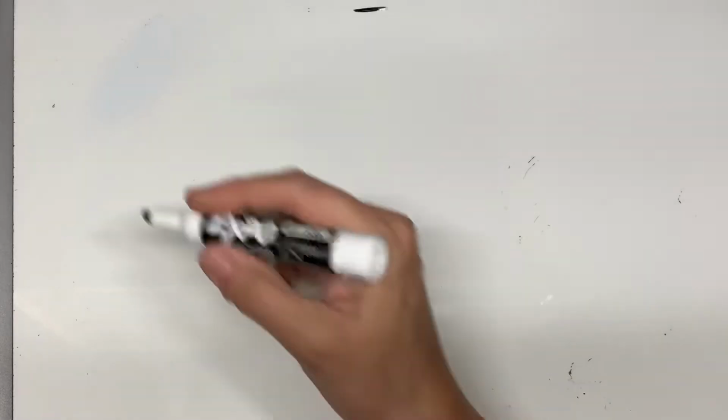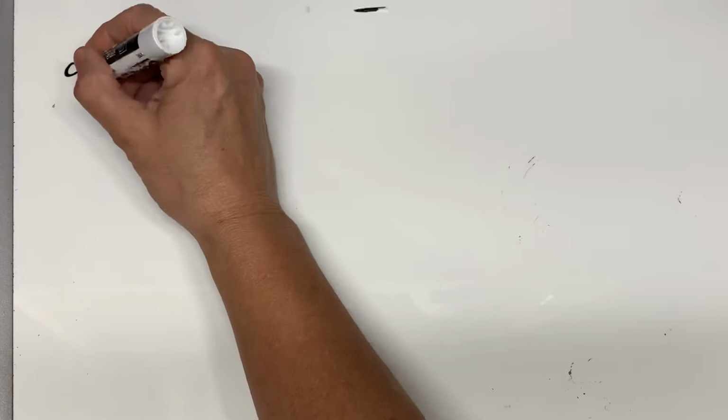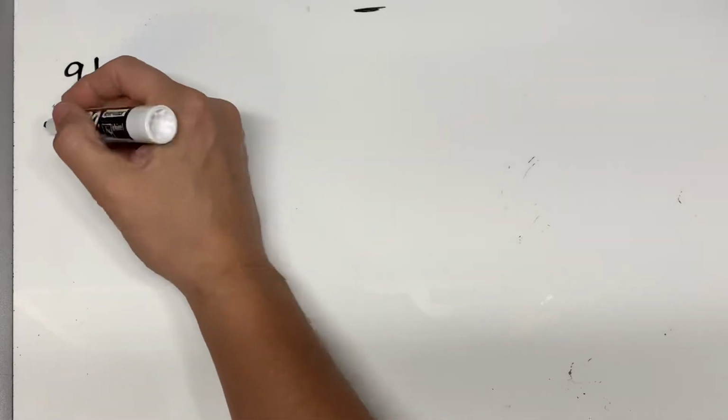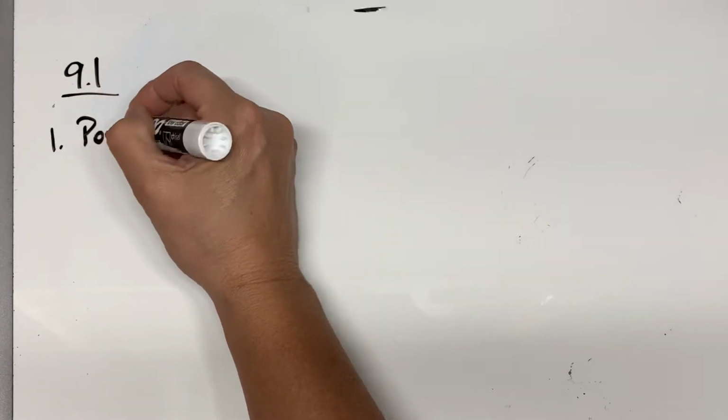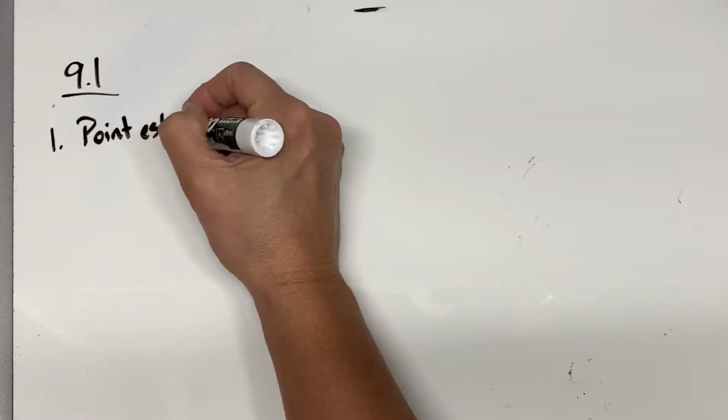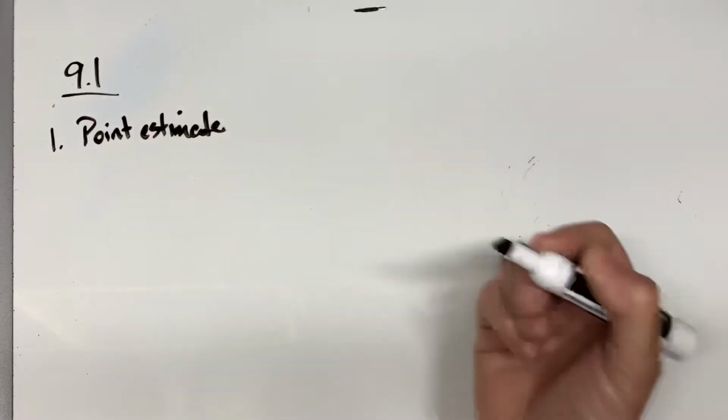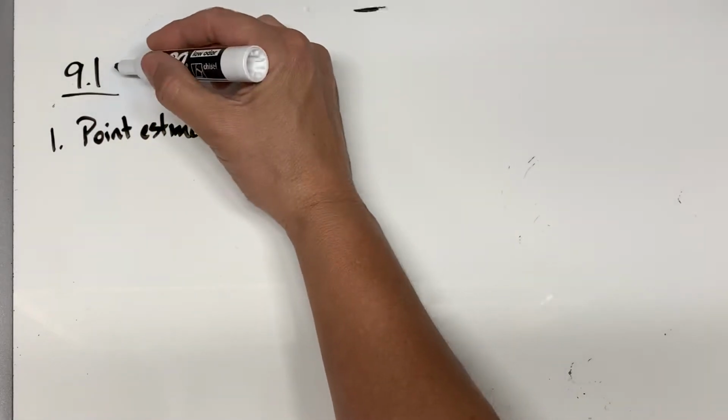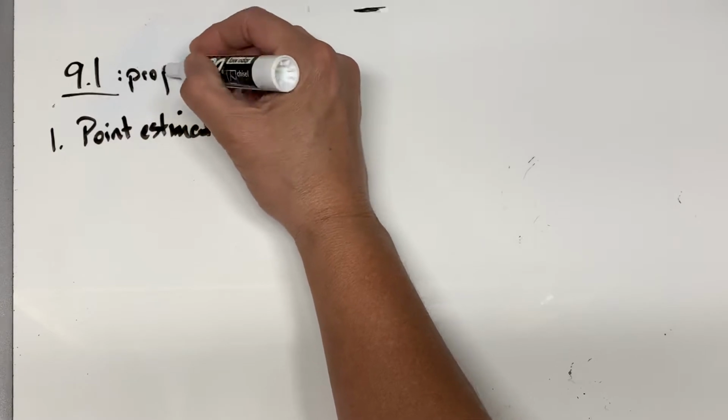I wanted to start off by bringing you back a minute to 9.1. In 9.1, we did a couple of things. We basically obtained a point estimate, which meant in this case we were dealing with a proportion. So I'll put that right here.